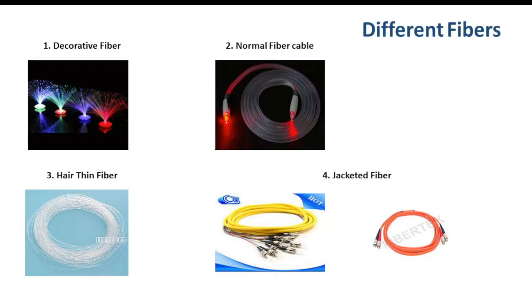The fourth fiber, the yellow one which I have shown here, is an optical fiber which is jacketed. The color of the jacket is yellow, which signifies it is a single mode fiber. Single mode fiber we will learn in the coming videos. Another jacketed fiber shown here is a multimode fiber.